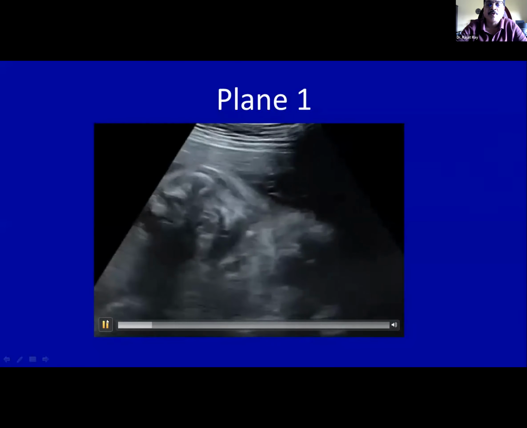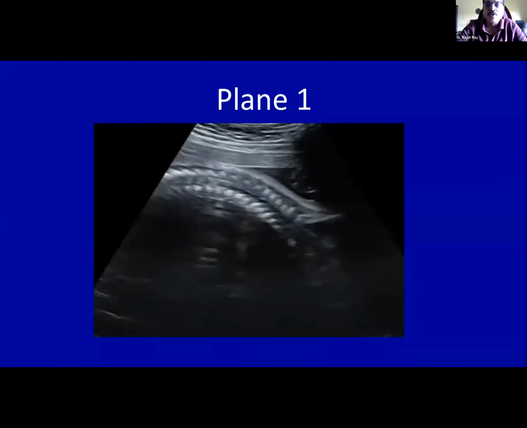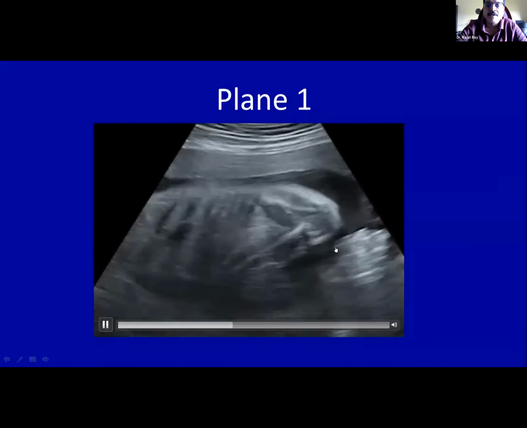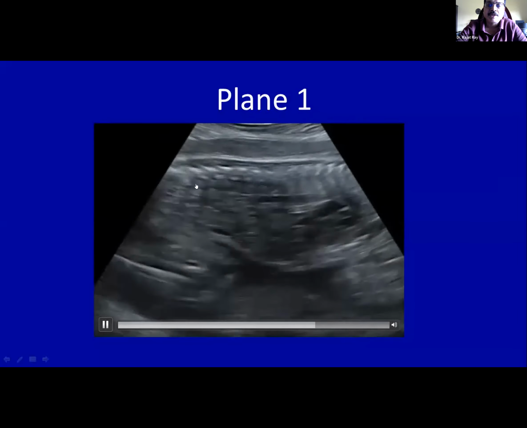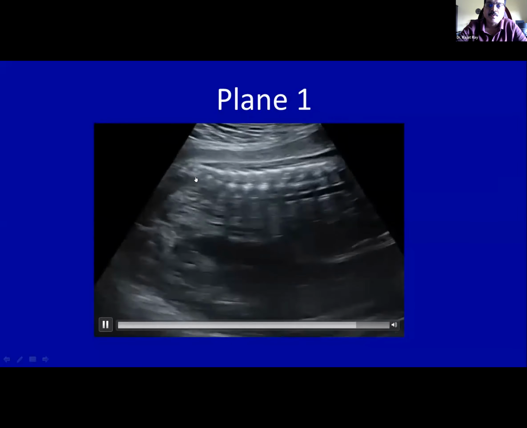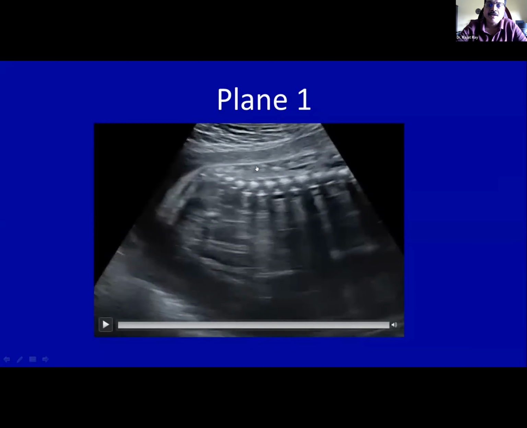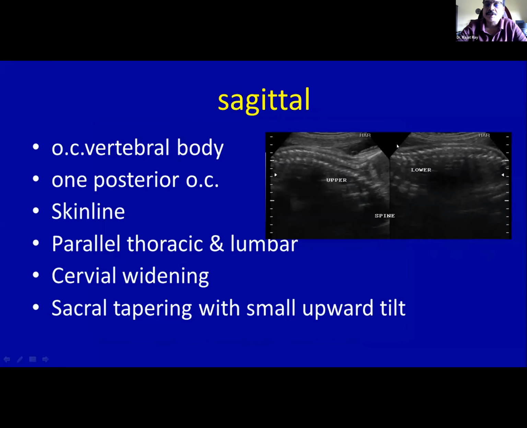So we move the probe on the back of the baby. We want to cover from head to the sacrum. What are we seeing? We are seeing 3 lines. One is the skin line. This is the skin line, intact skin line throughout.